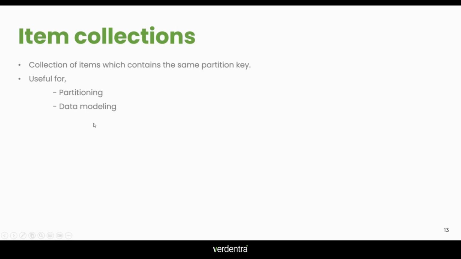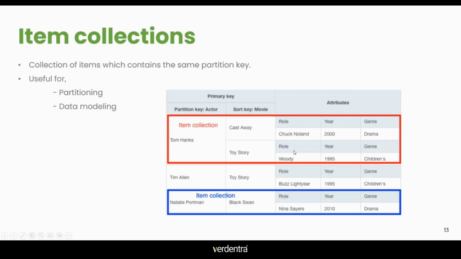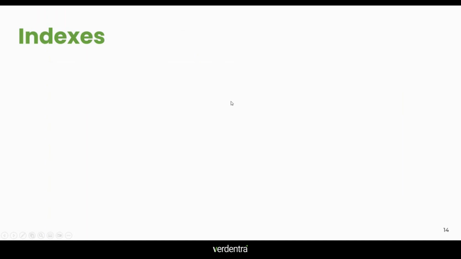Okay, so what is the item collection? If a set of items has the same partition key, it's called an item collection. This can be useful for partitioning, and we'll see about that as well, and data modeling. In this example, this entire thing is an item collection because they have the same partition key. This single item is also technically an item collection because it's the same partition key.